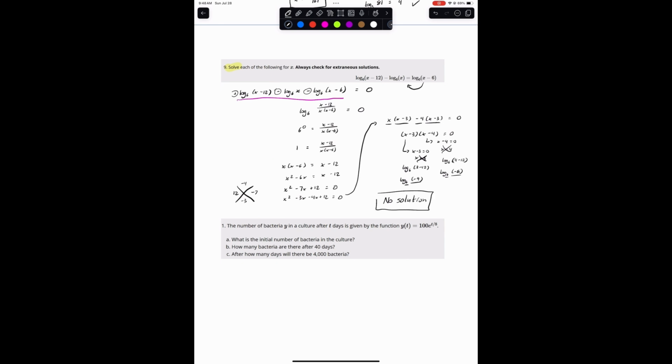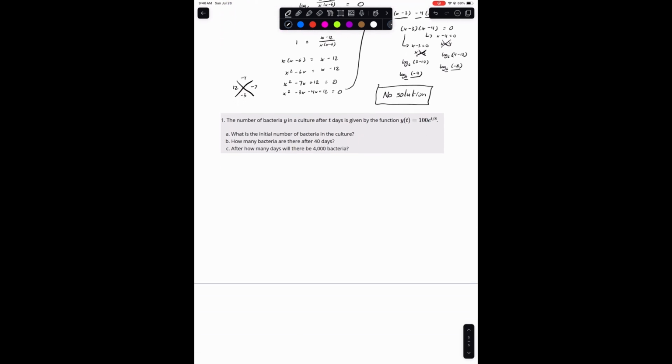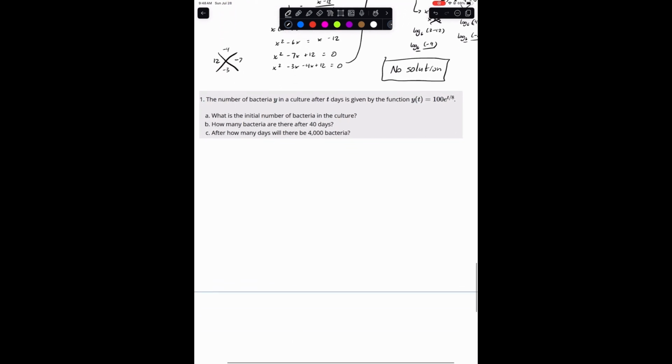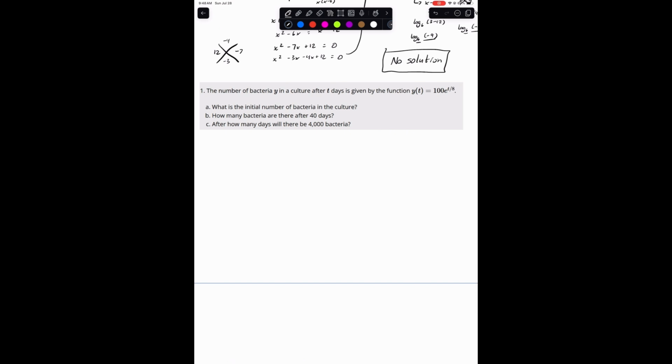for number 9. And finally, number 10, which is this exponential growth function. So we are given this equation, and it represents the number of bacteria in the culture after t days. So the first question is, what is the initial number of bacteria? So with our exponential equation, let me rewrite our y of t for a second. I'm going to rewrite this as 100 e to the 1/8 times t.